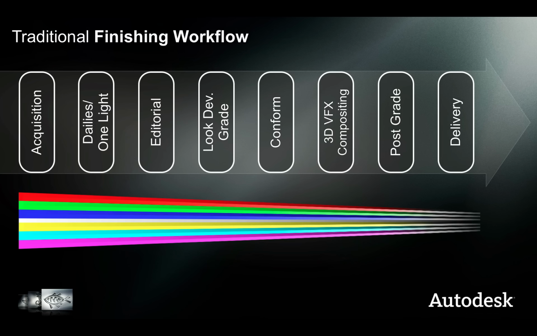But one of the things that's interesting is if you look at the amount of color data that's available throughout the process. And I know it looks a bit like a rainbow. There's no unicorn to jump over the rainbow here, but what I want you to think about is, at the beginning you have all this color data, but by the time you get into your 3D VFX and compositing or a post grade, you've really lost access to a lot of that color.